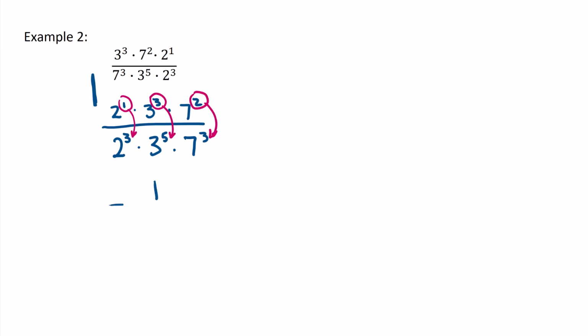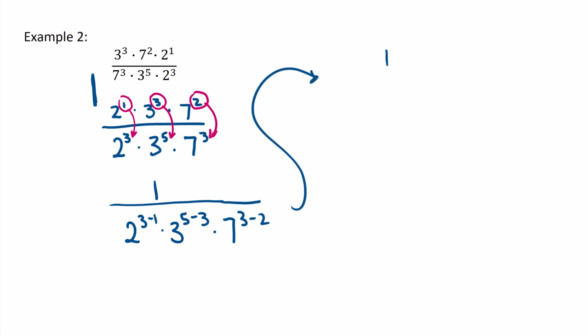So 1 over, because all the bases got reduced out, 2 to the 3 minus 1 times 3 to the 5 minus 3 times 7 to the 3 minus 2. And we can rewrite this as 1 over 2 to the second times 3 to the second times 7 to the first. And again, you can calculate this for an actual value, but that's outside the scope of this video.